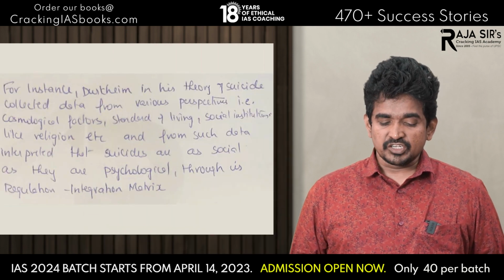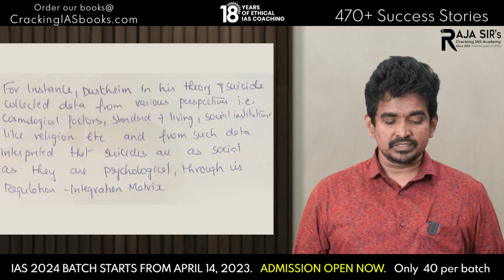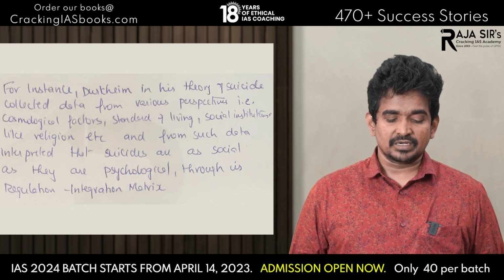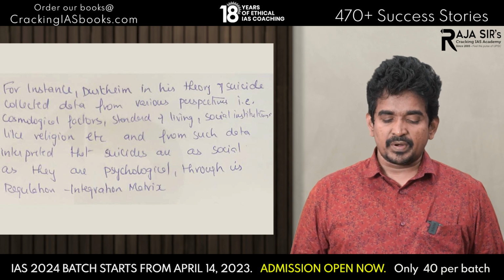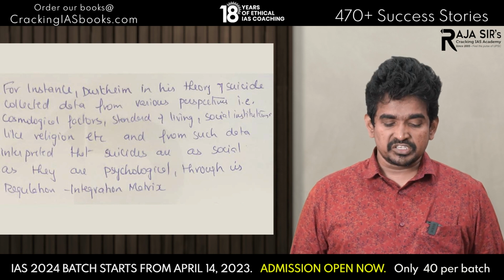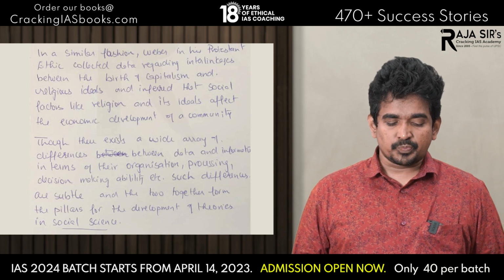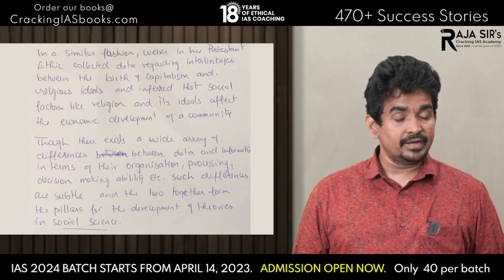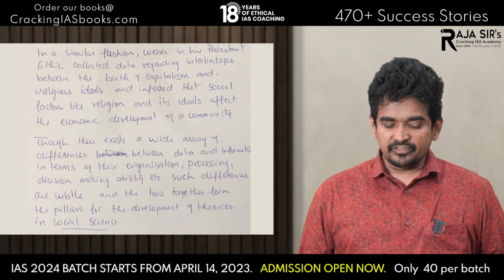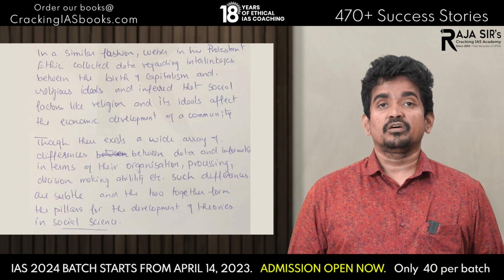Next paragraph. For instance, Durkheim in his theory of suicide collected data from various perspectives, that is cosmological factors, standard of living, social institutions like religion, etc. And from such data interpreted that suicides are as social as they are psychological through his regulation integration matrix. In a similar fashion, Weber in his Protestant ethic collected data regarding interlinkages between the birth of capitalism and religious ideals and inferred that social factors like religion and its ideals affect the economic development of a community.